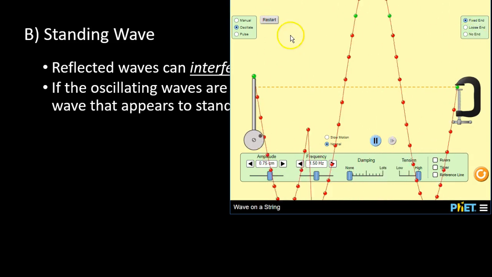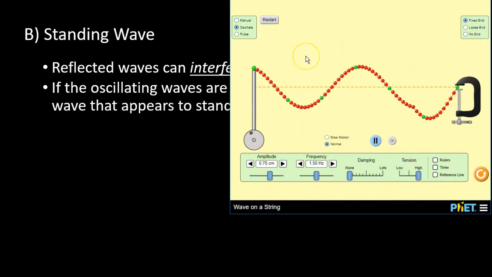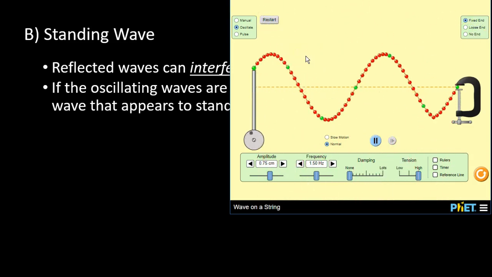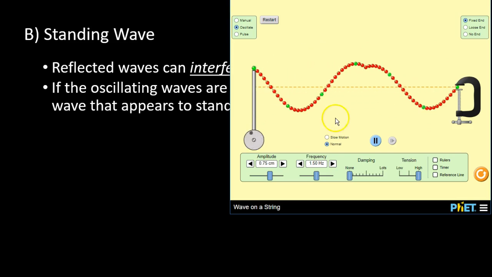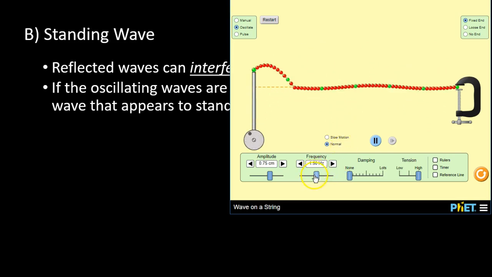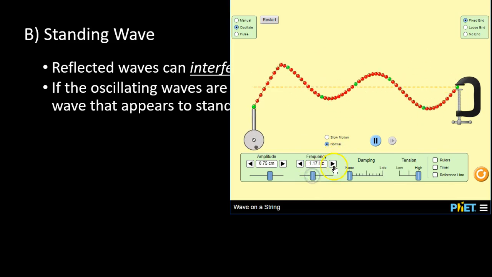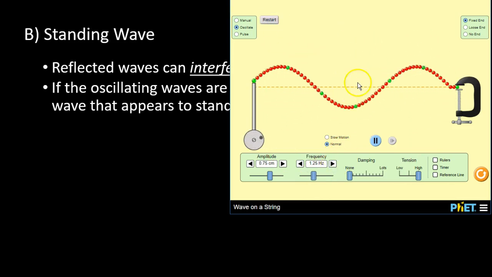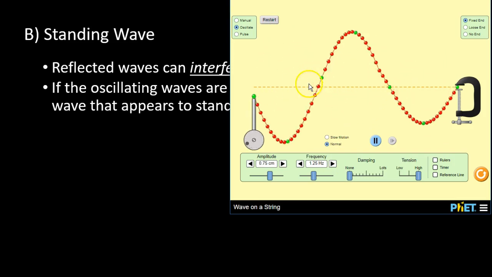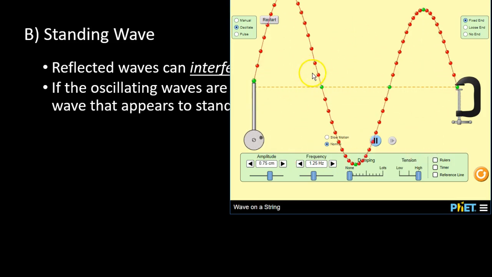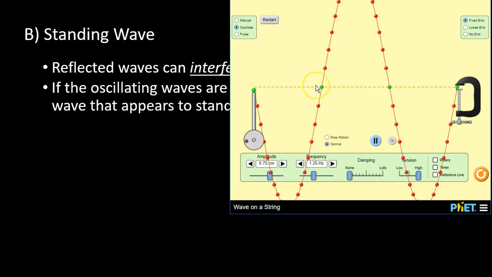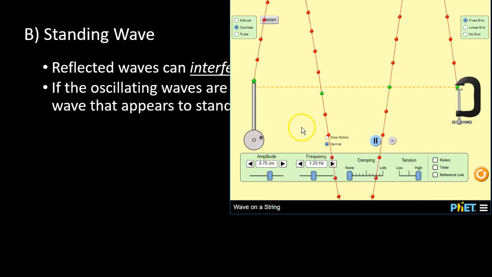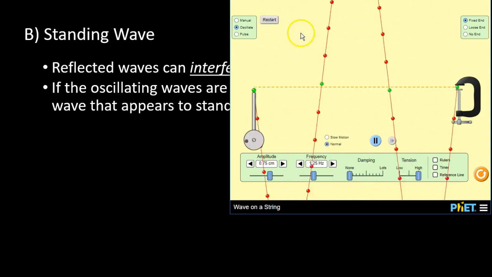Let's try with a fixed string. Let me restart. Oh, same kind of thing. Not perfect. Let me try going down to 125. I have to hit just the right scenario. I have to have just the right frequency. Oh, look at this. This is pretty good. These waves no longer look like they're moving left or right. It looks like they're just fluctuating up and down, up and down.